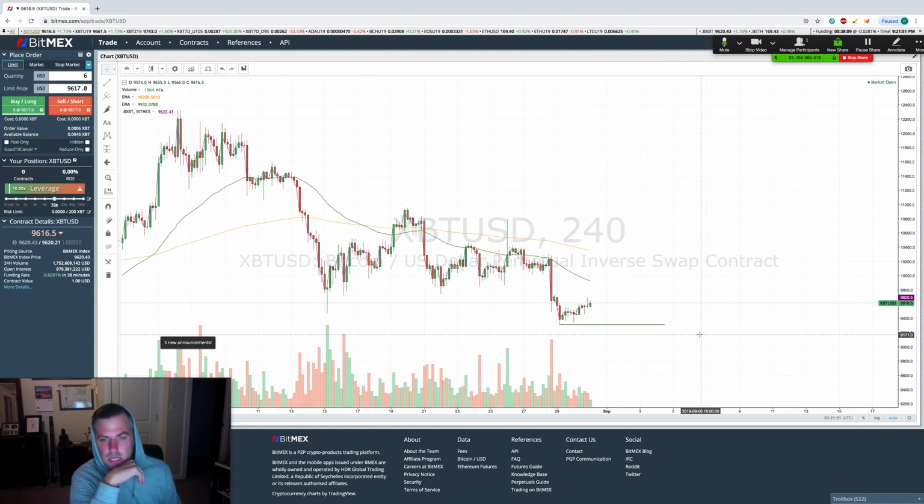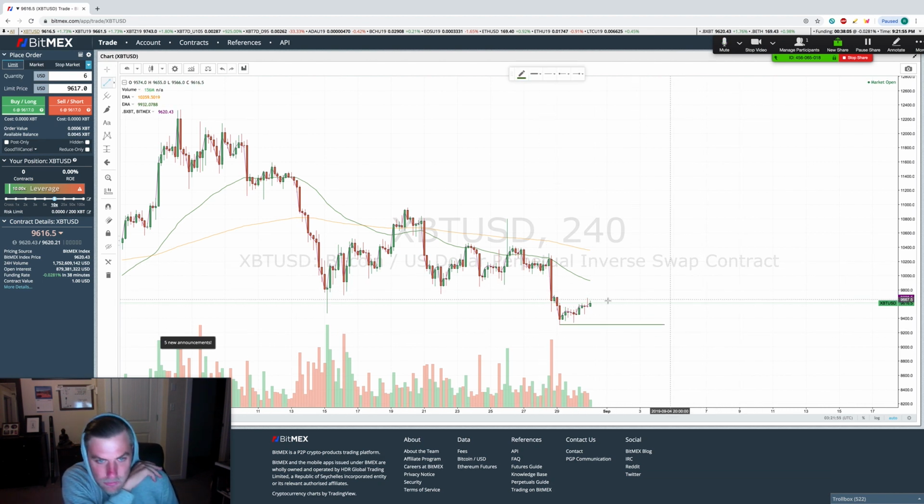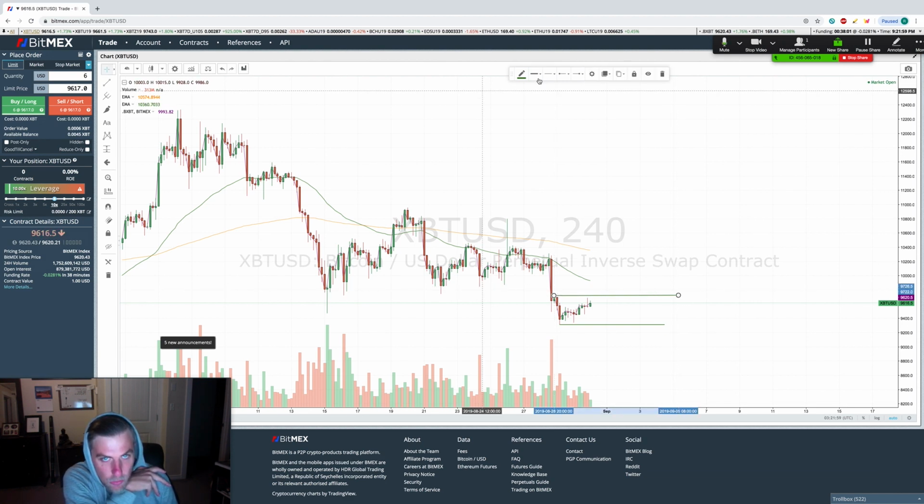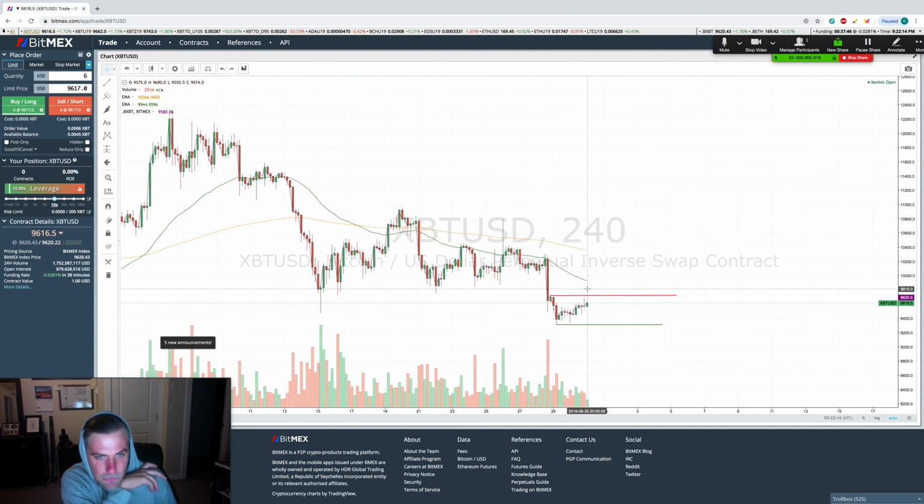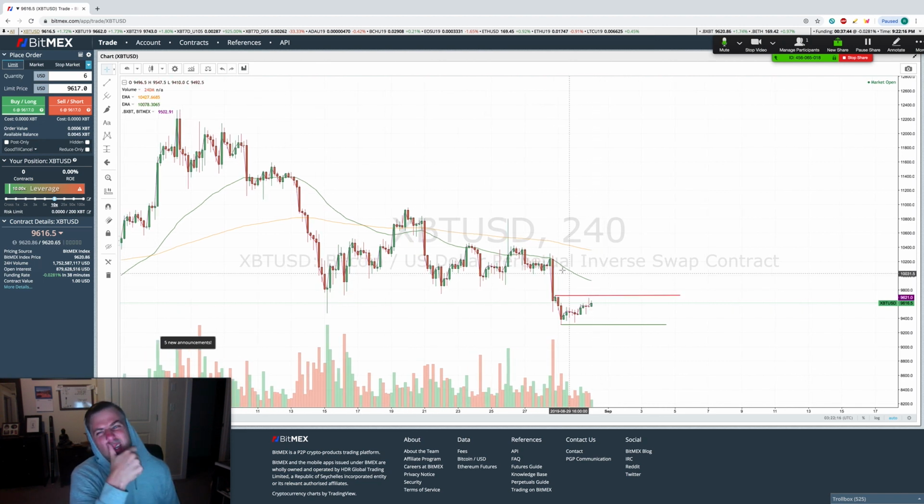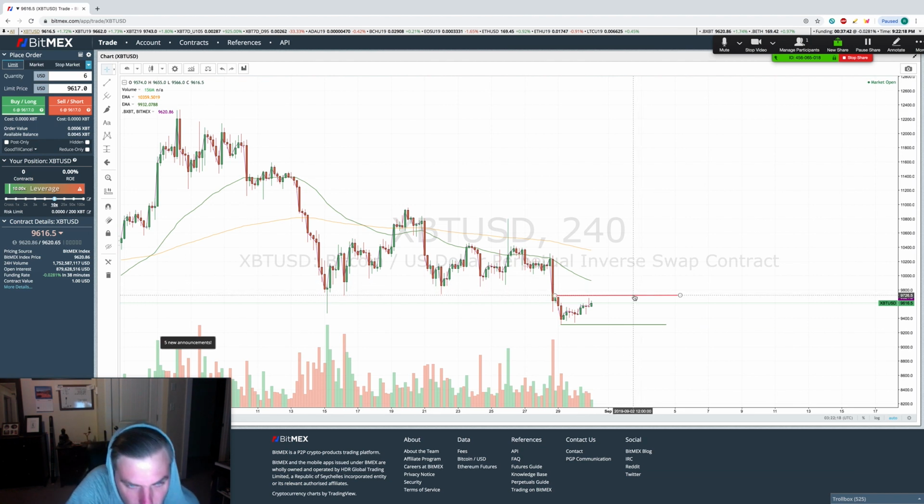So let's say that if support gets broken down, we would not expect it to retrace back above here, 97.26. Let's just say that if this entry gets triggered, then we would not want to see it pull back above here. Therefore, this is going to be our stop loss. 97.26.